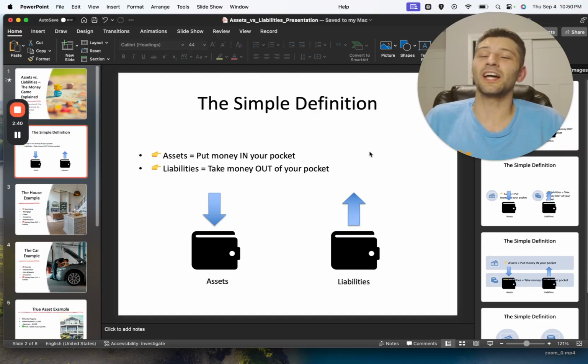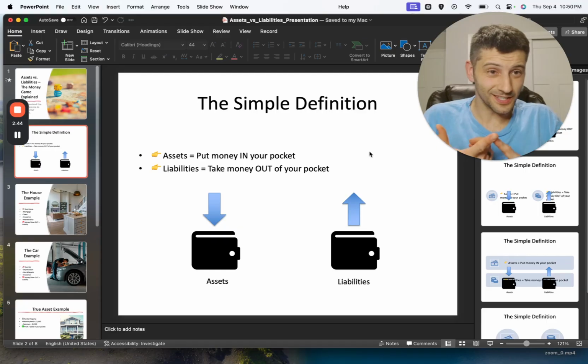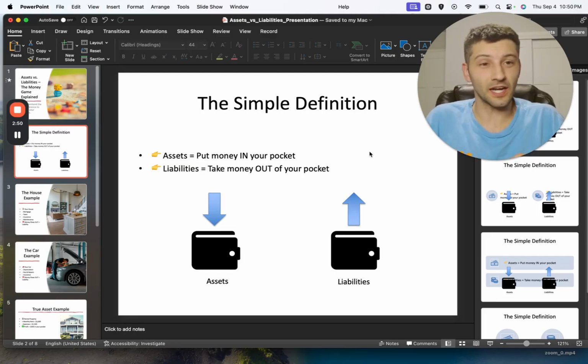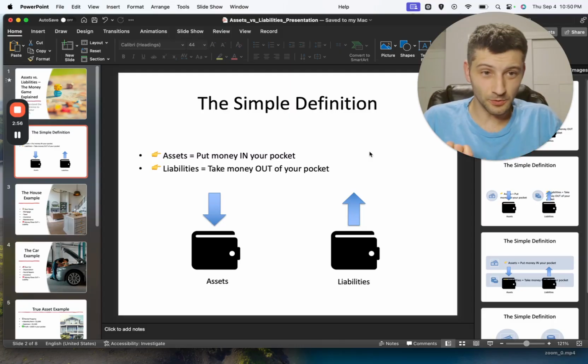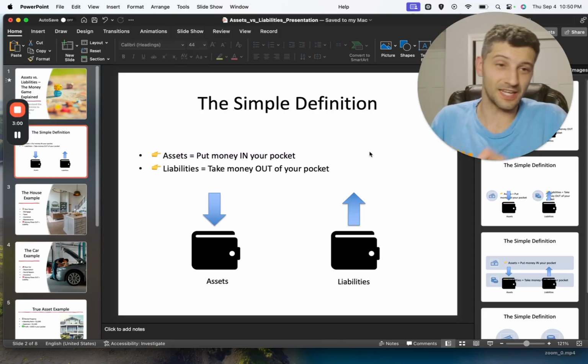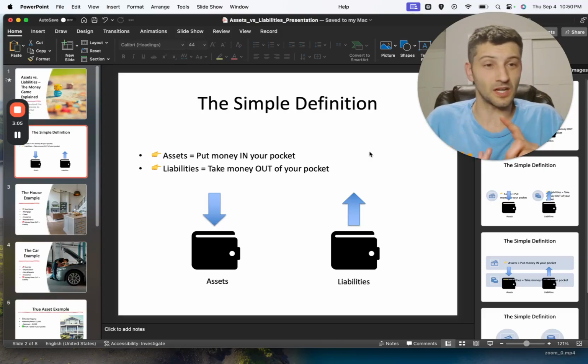Assets can be a number of different things. They can be skills that you have. They can be paper, like equity that you have in a company, or stocks. They can be tangible resources. We'll get into some examples, like a rental property or a vehicle or some type of equipment that you might rent out.